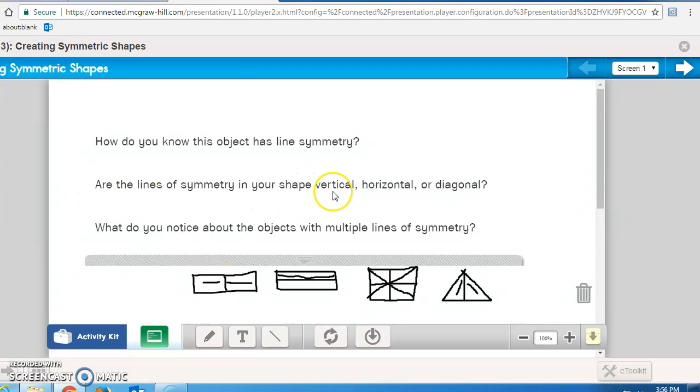Are the lines of symmetry in your shape vertical, horizontal, or diagonal? Well, some of you found that it could be vertical and horizontal. And as in the square, you found that it was vertical, horizontal, and diagonal. But with the triangle, it was just vertical. And finally, what do you notice about the objects with multiple lines of symmetry? Well, remember, the poster that's shaped like a hexagon has 6 sides and 6 lines of symmetry. A polygon with sides of equal length has the same number of lines of symmetry as sides.